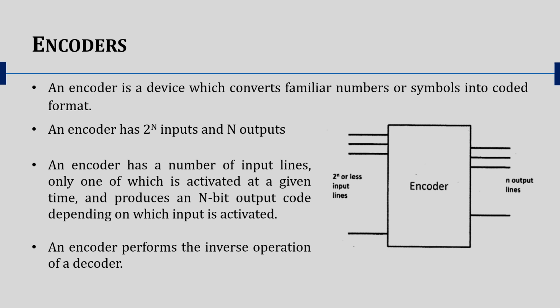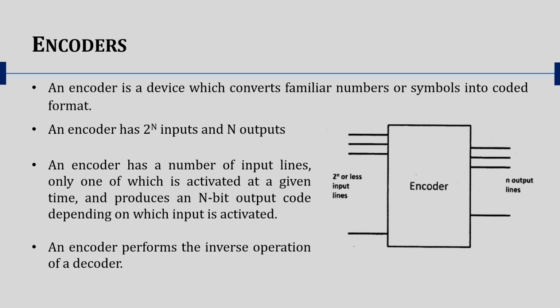Okay, so far we discussed the decoders and their various types, right? Now let's move on with the discussion about the encoders. An encoder is a combinational circuit which converts familiar numbers or symbols into a coded format. It consists of 2 raised to n input lines and n output lines.